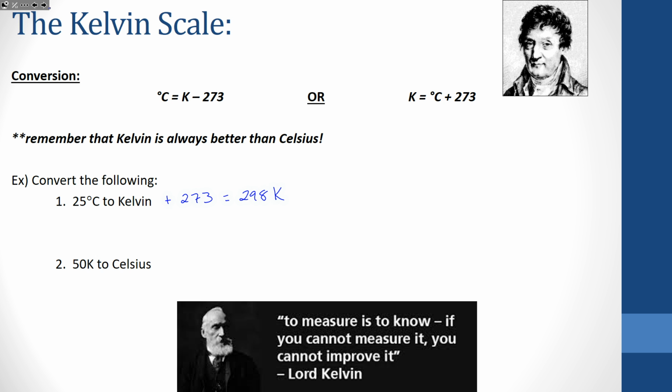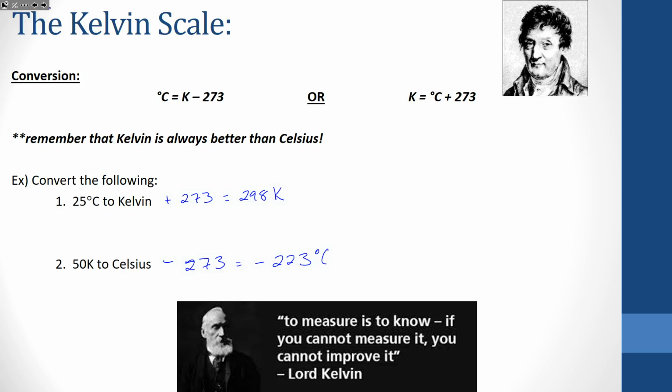Now 50 Kelvin to Celsius. So I'm going to take away, because Celsius is lower than Kelvin, so I've got to go below Kelvin. So I'm going to take my 50 Kelvin and subtract 273, and I get negative 223 Celsius. So again, Kelvin's higher than Celsius. Celsius is lower than Kelvin. Or sorry, this should have been Celsius. I lost my train of thought there. That should be Celsius because we're going to Celsius.